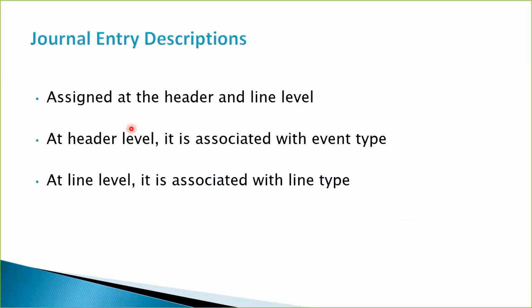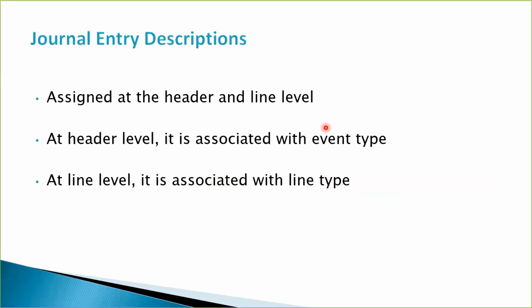So that journal will have a description at the header level, correct? Therefore, that description is associated with the event type because it is from that event type that the journal is created. So let's go back again. The event type is invoice validation.